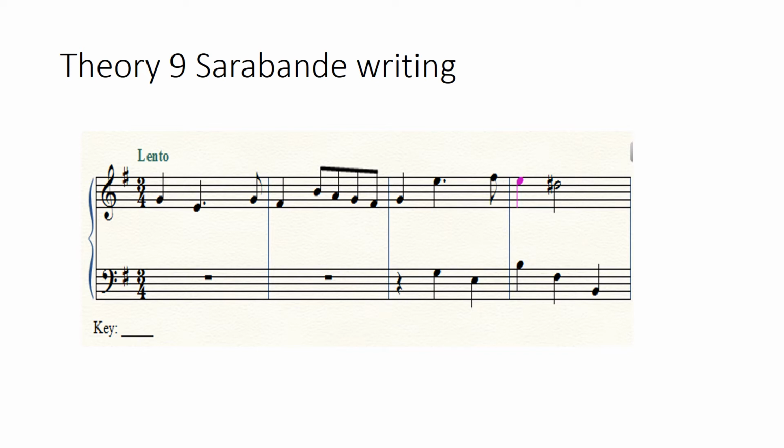Even though the first note is a G, it immediately goes to an E, implying that bar 1 is the tonic chord, and the last note of this line is a D sharp, so we are in the key of E minor.